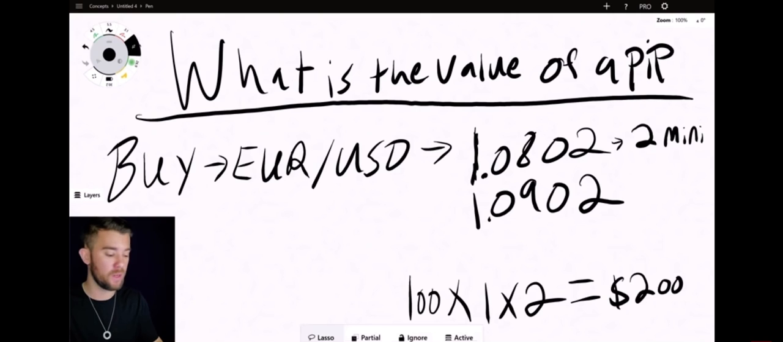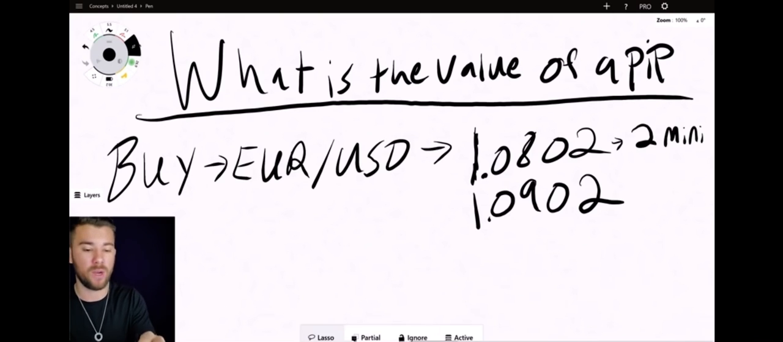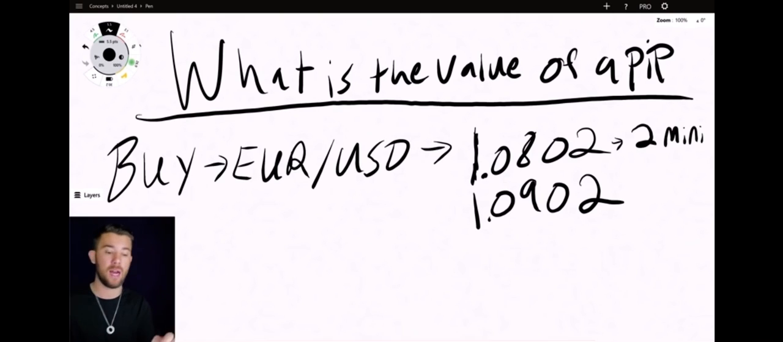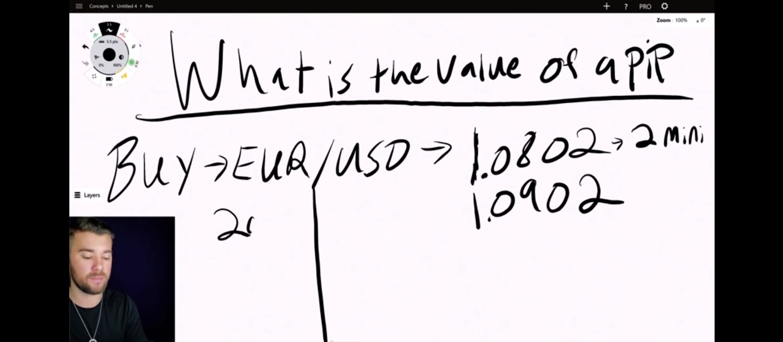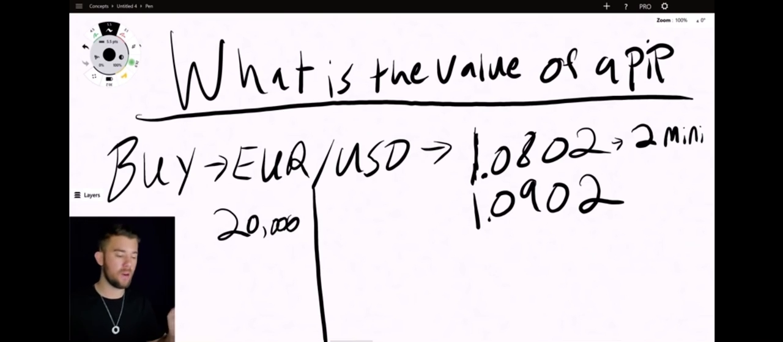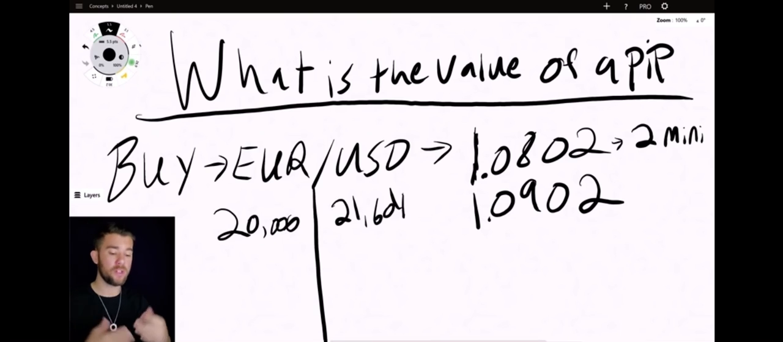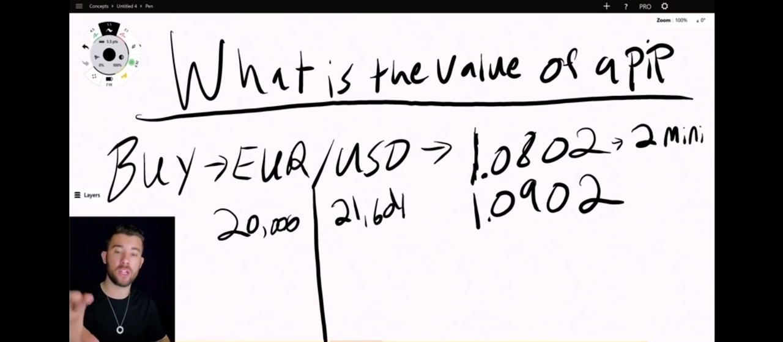Now, let's go through the other way of looking at it on a mini lot as well. What you are saying is, broker, I want 20,000 euros. And the math is going to get a little more difficult here. Hold on. They're going to charge you, let's bring a calculator over, 1.0802 times 20,000. When they do that, they're going to be charging you $21,604. So when they're charging you $21,604, you're holding 20,000 units of euro.